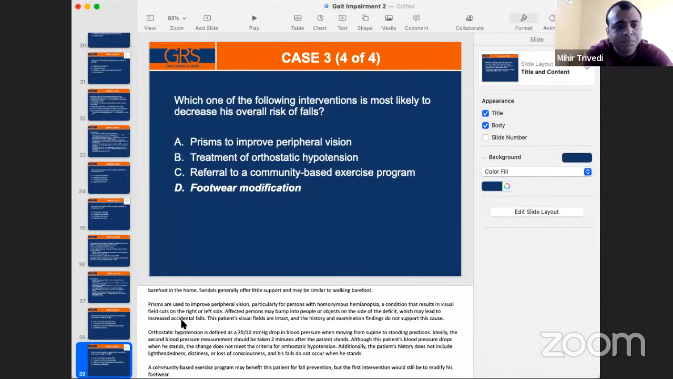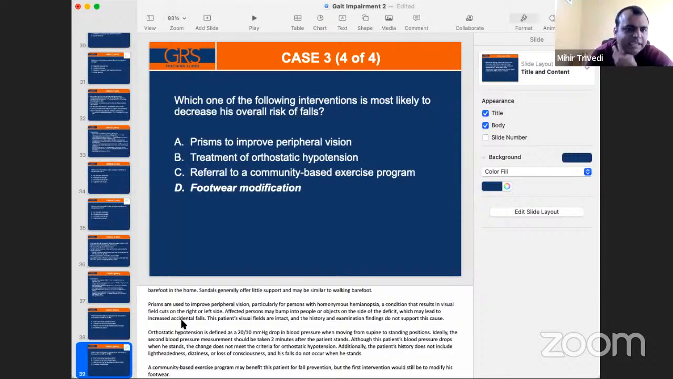Prisms are used to improve peripheral vision, particularly for persons with homonymous hemianopsia, a condition that results in visual field cuts on the right or left side. Affected persons may bump into people or objects on the side of the deficit, which may lead to increased accidental falls. These patients' visual fields are intact, and history and examination findings do not support this cause.